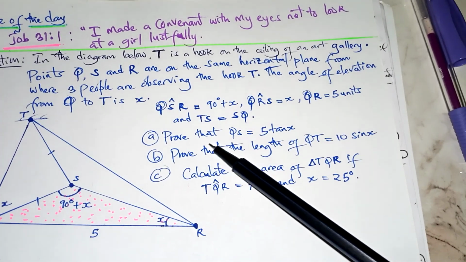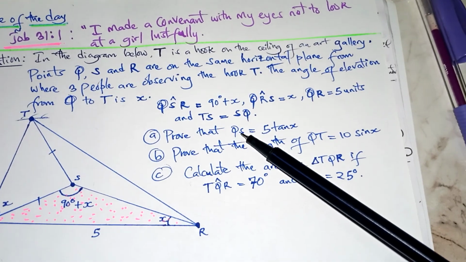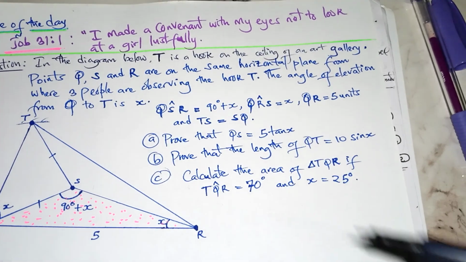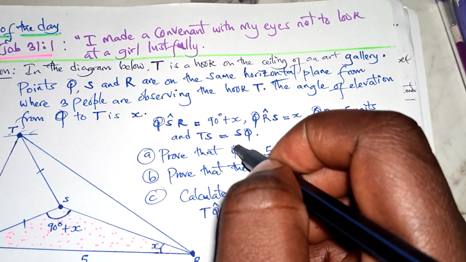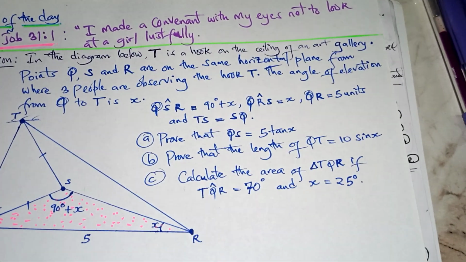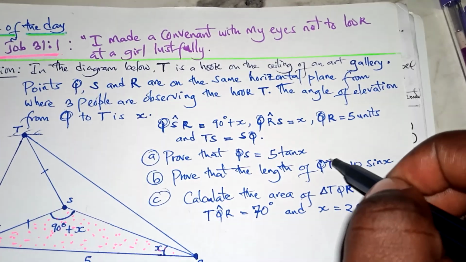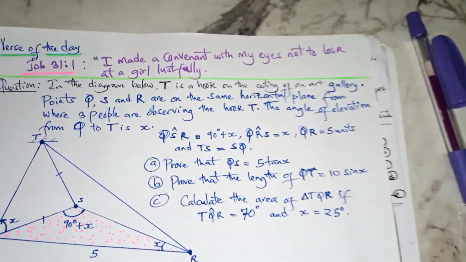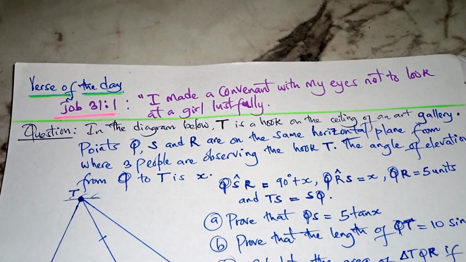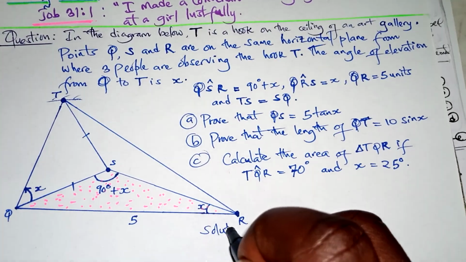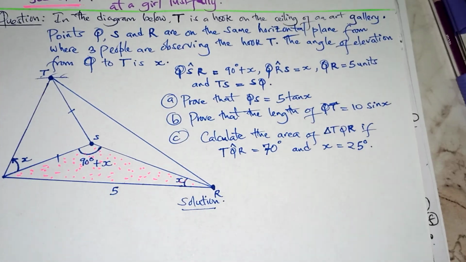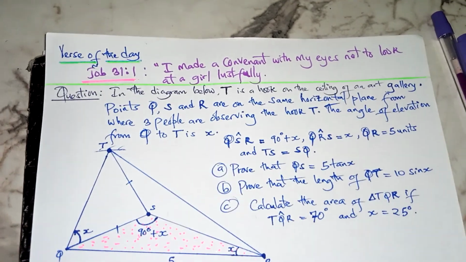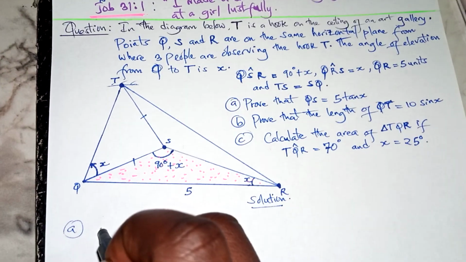So they are saying that prove that QS is 5 tan X. Let me bolden that. Okay, let's run to the solution. We can't wait to crush this one. So what's our solution saying? We are proving that QS is equal to 5 tan X. That's part A. Very fast.